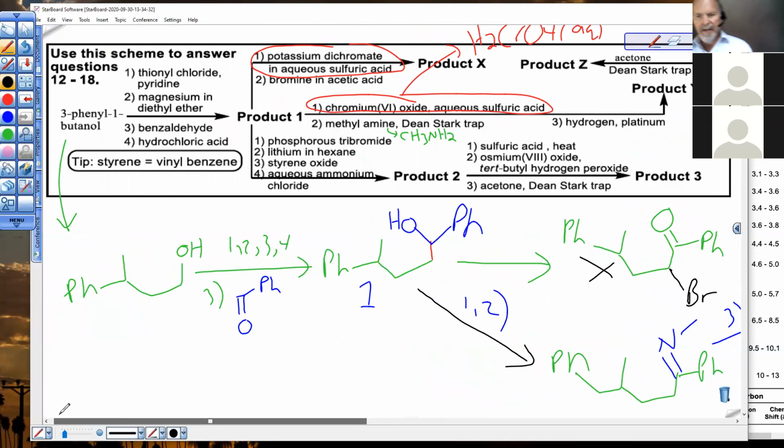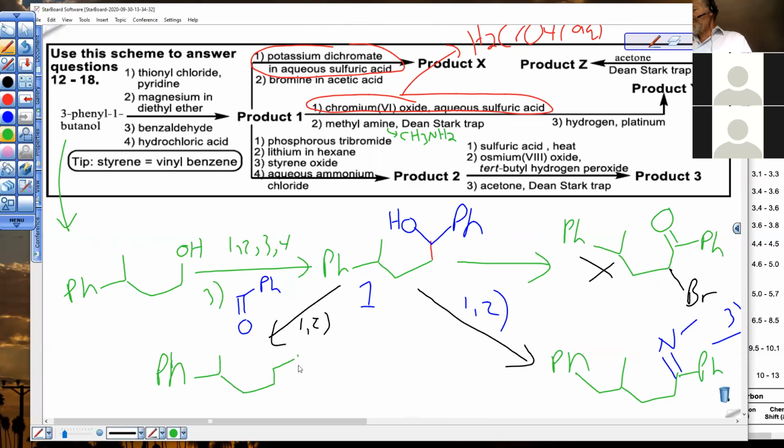How are we doing here? Pretty good. Product 1 going to product 2. Here's 1. Let's do the 1, 2, 3, 4. 1 and 2. We'll get you here. Phenyl, CC, phenyl. And we've made an organolithium.